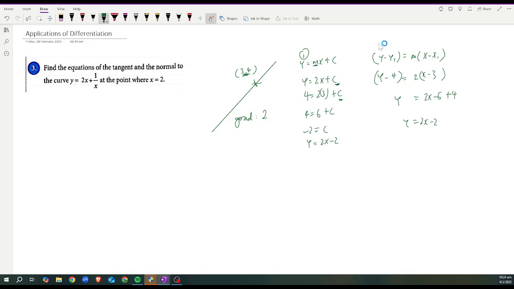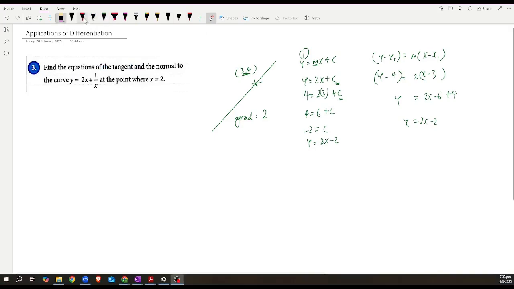For this question, they want you to find the equation of the tangent and the normal to the curve. Just to recap, a tangent is a straight line at a specific point. Down here they tell you x equals 2, so let's say x equals 2 is here. Then the tangent will be the straight line that you can draw that will only touch the curve at one point. Normal to the curve, same thing.